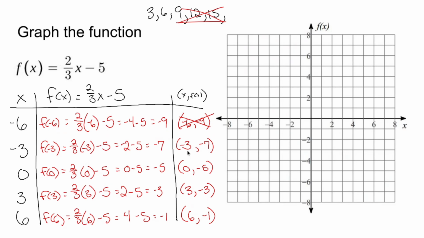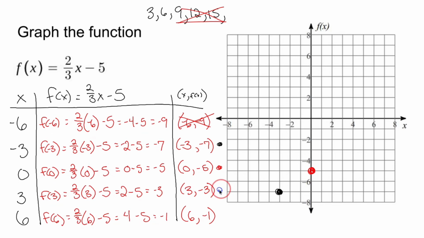The first point didn't work out, no big deal. If I wanted to graph -3, -7, I start at 0, 0. -3 is left, -7 is down. So left 1, 2, 3, down 1, 2, 3, 4, 5, 6, 7. There's my point. 0, -5. So let me choose a different color. 0 means don't move. -5 means down 5. Down 1, 2, 3, 4, 5. Put a dot there.